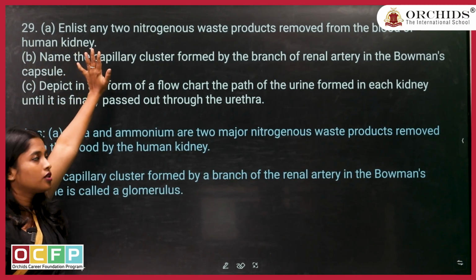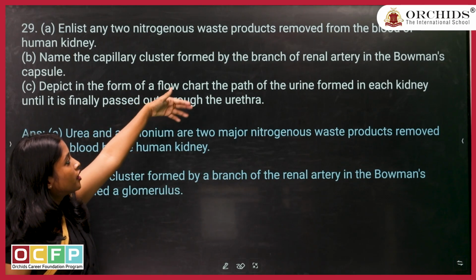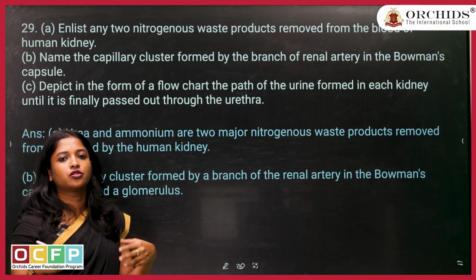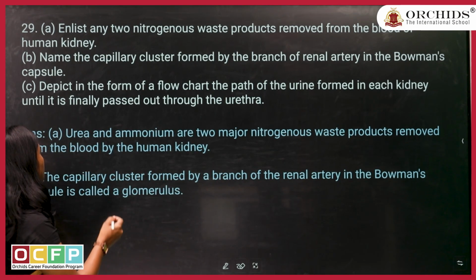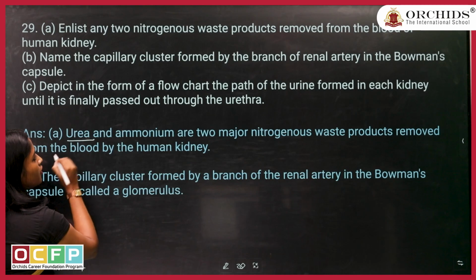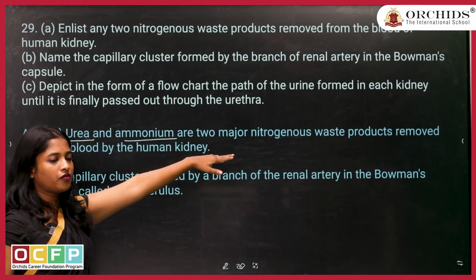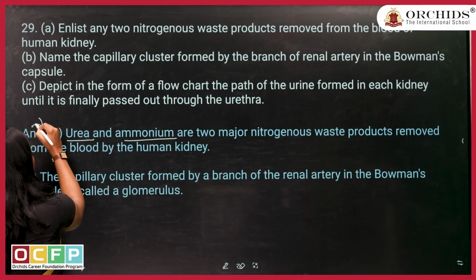So 29th question in the paper, the first one: enlist any 2 nitrogenous waste products removed from the blood of the human kidney. From the kidney, which are the 2 nitrogenous waste products which are removed, that we have to mention. So the 2 waste products are urea and ammonium. These are the 2 nitrogenous forms of waste which are produced in the kidney. So that will carry 1 mark.